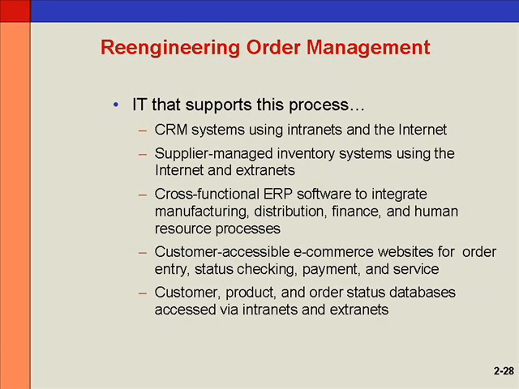For example, the process of managing orders, order management. The IT that would support that process now would be customer relationship management systems using intranets and the internet. Supplier managed inventory systems using the internet and the extranets. Notice a common theme here: cross-functional ERP, enterprise resource planning, software to integrate manufacturing, distribution, finance, and human resource processes, customer accessible e-commerce websites for order entry, status checking, customers checking their own status, payment and service, customer product and order status databases accessed via intranets and extranets. An absolute revolution in order management, and a company's got to be willing to just rethink or re-engineer a process like that.